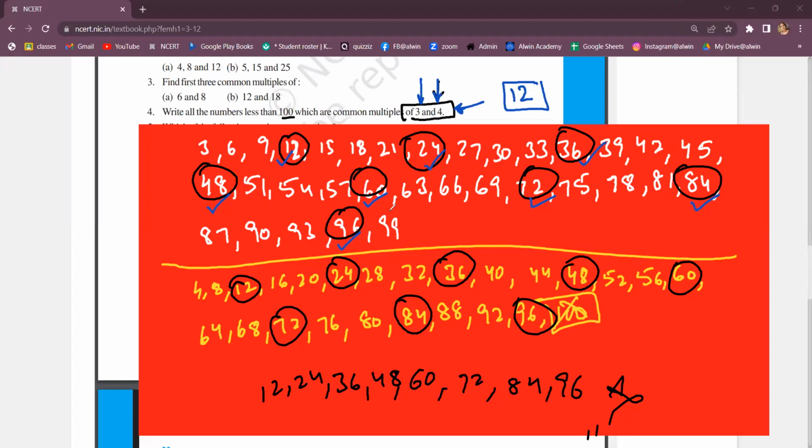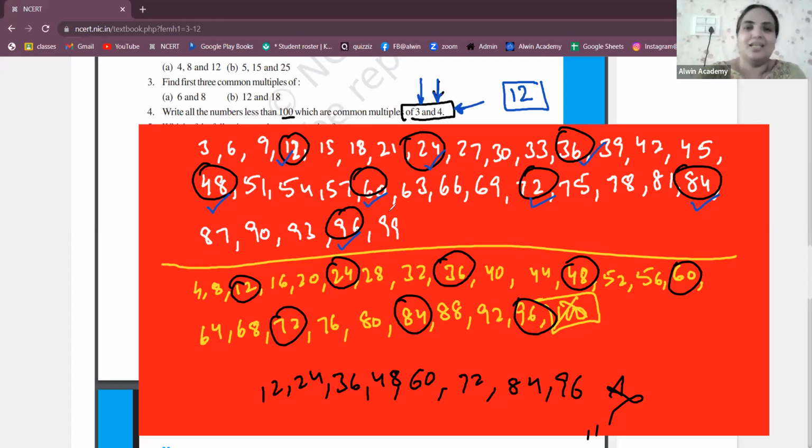Okay. 5 and 6. When the numbers are co-prime, finding their common multiple is very easy. If you multiply both the numbers, the number that you get, usi number ka table or usi number ke multiples are the answer. Got it or not?